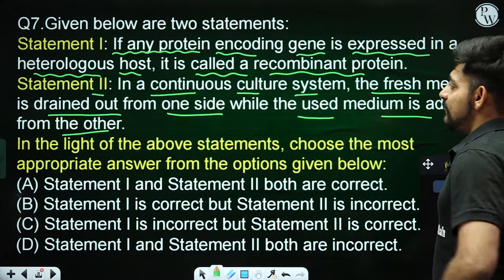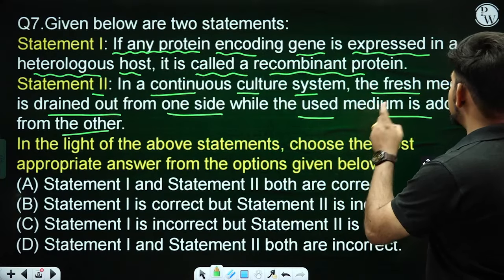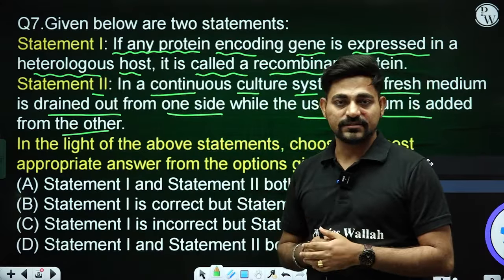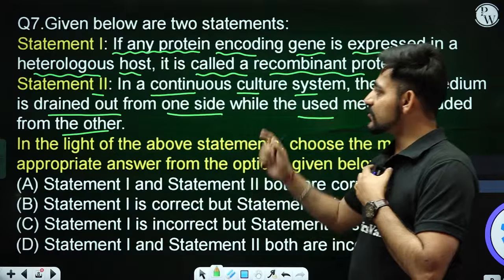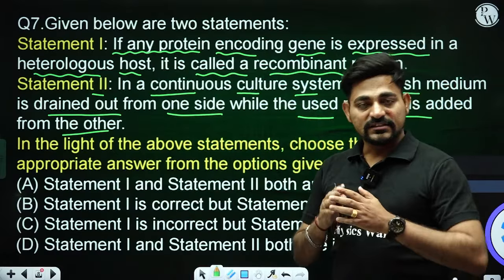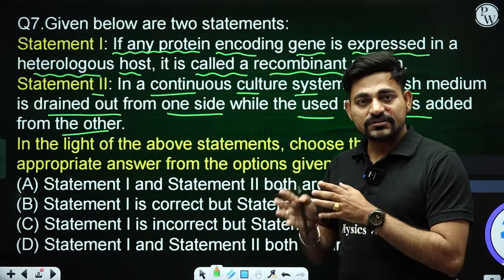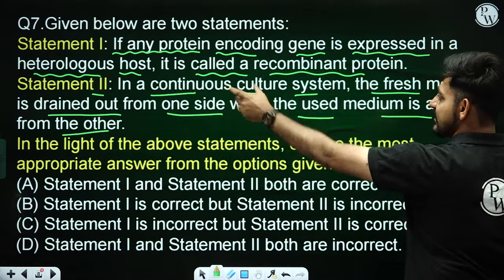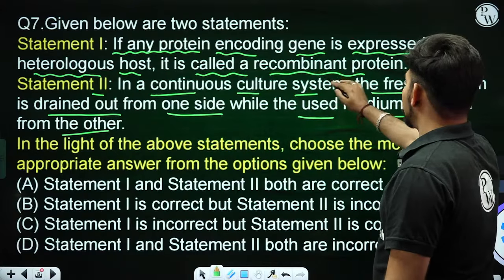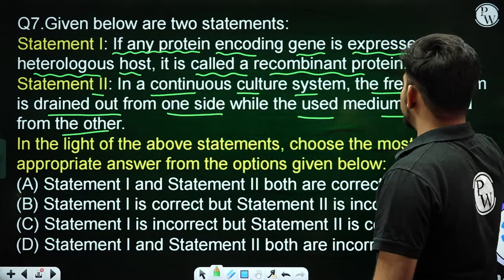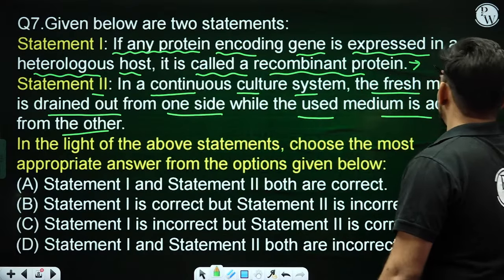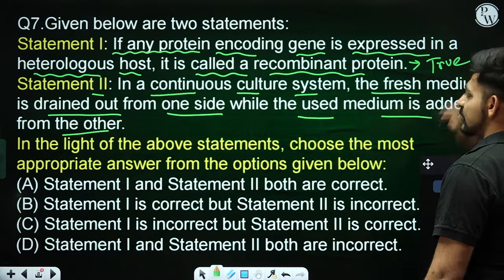So if any protein encoding gene is expressed into a heterologous host, meaning an alien organism, the host organism is called heterologous because the genetic makeup of the host organism is not similar to the gene of interest. That's why we are calling it a heterologous host. When the gene of interest is expressed, we can call that a recombinant protein. So it's a true statement.